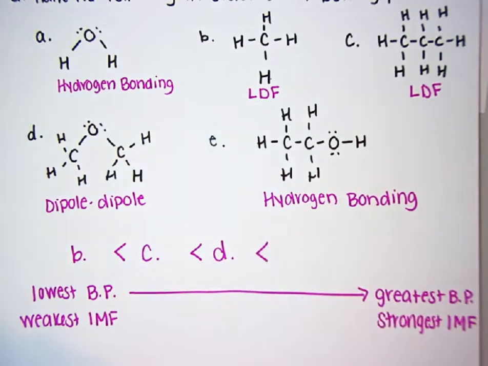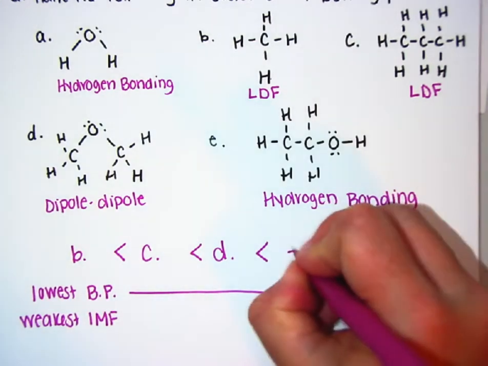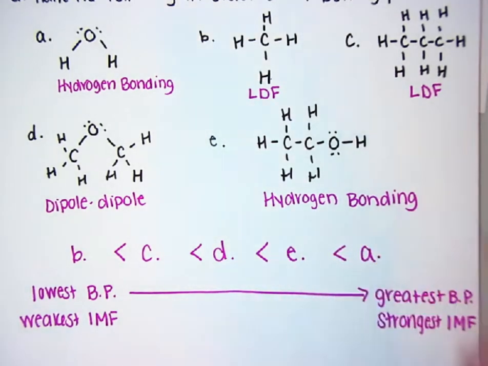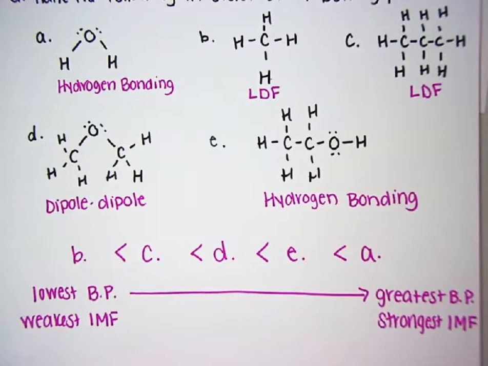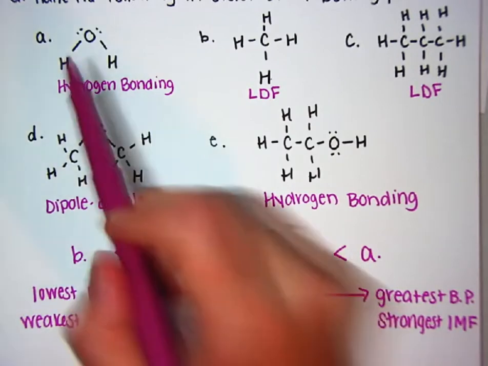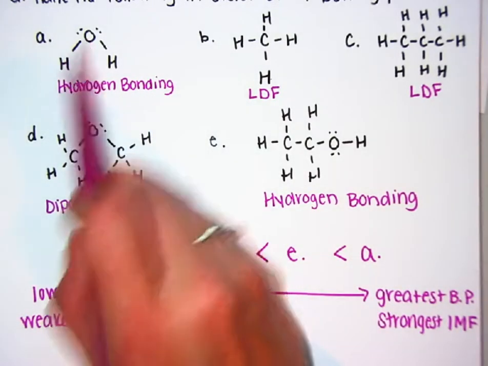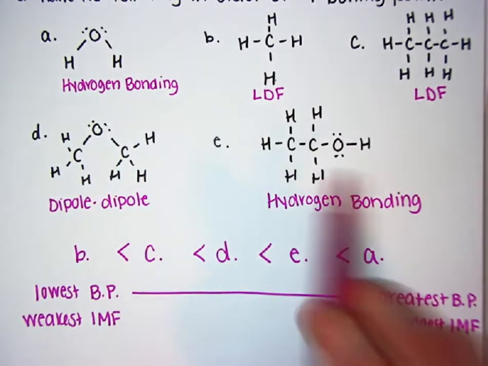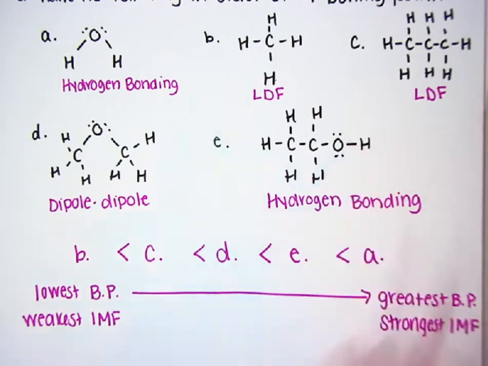So I have A and E left. This one is a little bit tricky. E is actually going to be lower than A. The reason that A is stronger is because we have more sites of hydrogen bonding. Water has 2 sites of hydrogen bonding, which makes that stronger than ethanol, which only has 1.